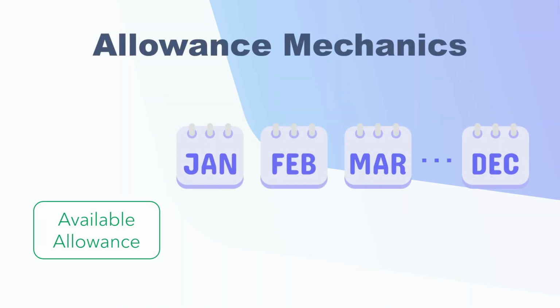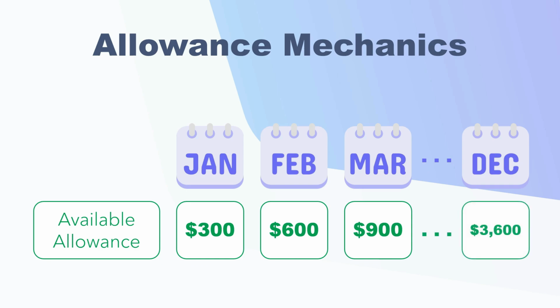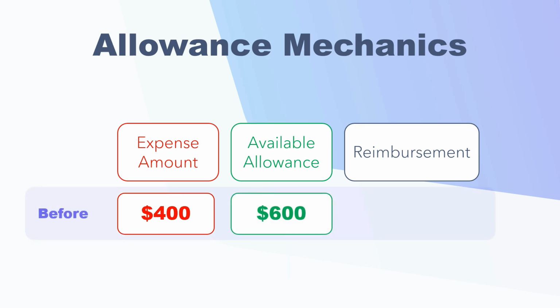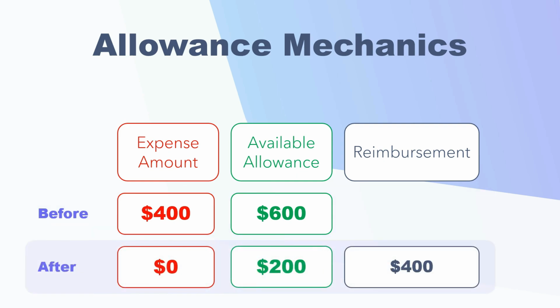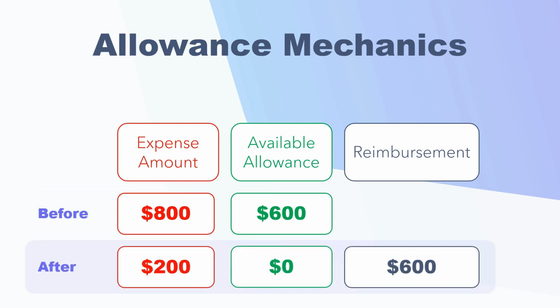With Salusion, allowances are made available in monthly increments and accrue throughout the plan year. When an employee submits an expense, Salusion will approve it that evening, and the expense will enter the queue for reimbursement. If the allowance accrued is greater than the expense, then the full expense amount will be reimbursed. If the expense exceeds the amount of accrued allowance, then the expense will be partially reimbursed and the remainder will be reimbursed automatically when more allowance becomes available.